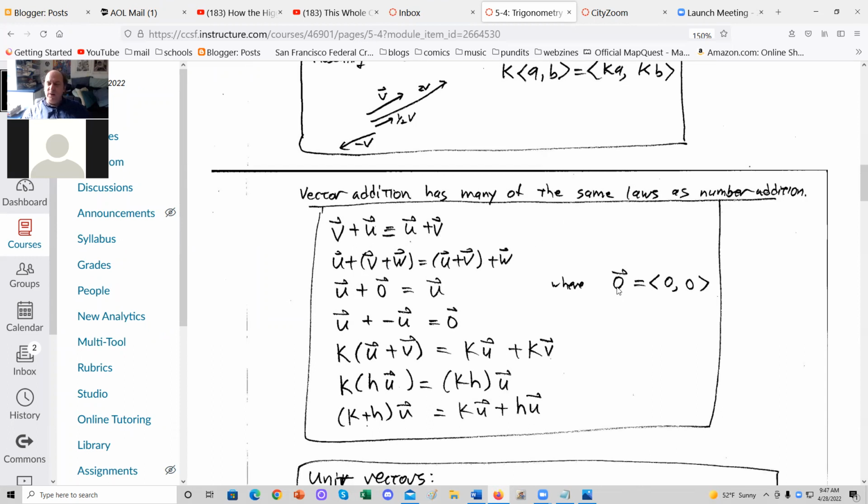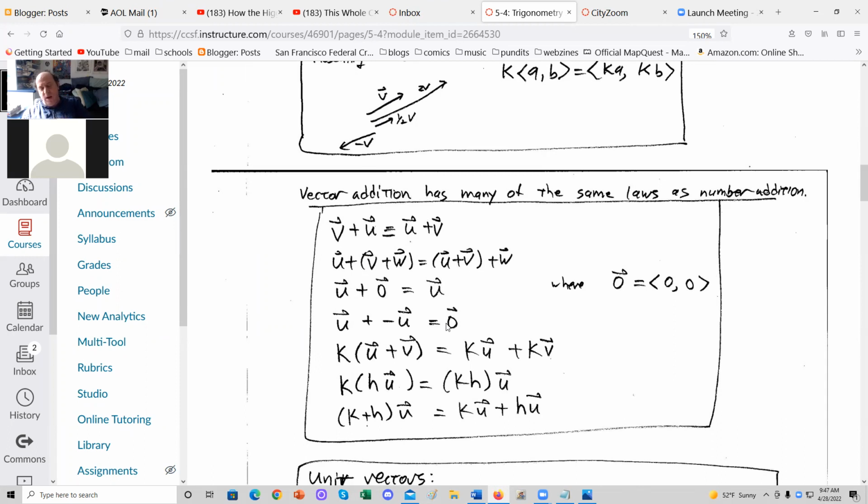There's a special vector 0, which is ⟨0, 0⟩. It's a vector of 0 length. It'll look just like a point, which is a displacement which doesn't displace at all. And u plus the 0 vector equals u. And given a vector and its opposite, they add up to the 0 vector.